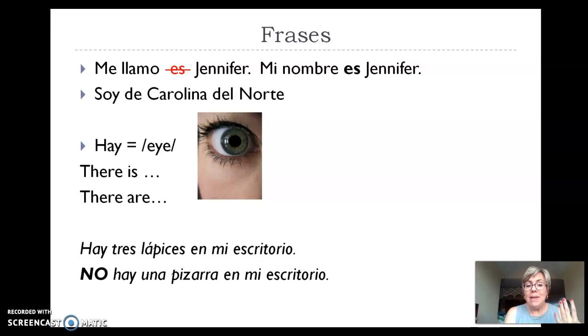And again, when looking at pizarra, make sure you use the right gender. So it needs to be una pizarra. So pay attention to that gender, masculine, feminine, and that number, singular and plural.